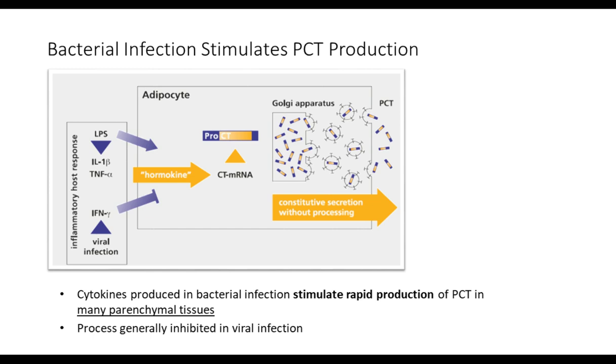Now, what happens under bacterial infection, where there are lipopolysaccharides and the inflammatory cytokines released by bacterial infection, is what people may term a hormokine production of procalcitonin. That means sort of an overproduction, where that same gene is transcribed, but doesn't have the post-translational modification in the Golgi apparatus, and is just secreted, and it's secreted rapidly, and from many tissues. Interestingly, that production is generally inhibited by the cytokines produced by viral infection, like interferon gamma.